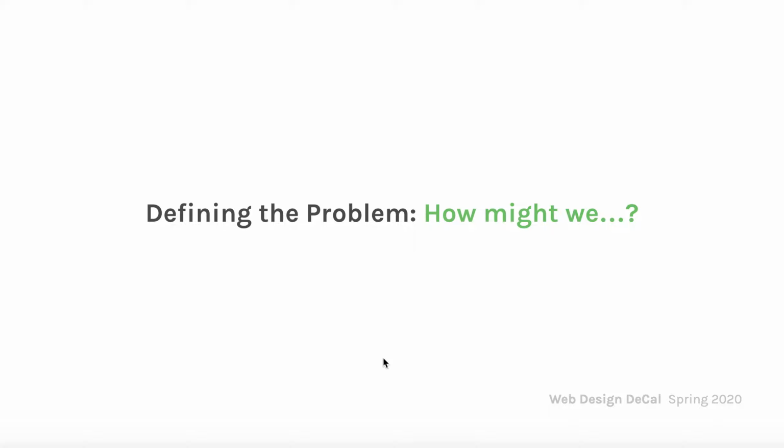So then defining the problem. You might hear this, how might we question? Phrasing it as how might we, or stating the problem as a how might we question, helps designers focus in on what the problem they're trying to solve. So how might we help the homeless population transfer their belongings more easily, for example? And then you would ideate on what are solutions to this problem? How might we fix this problem?